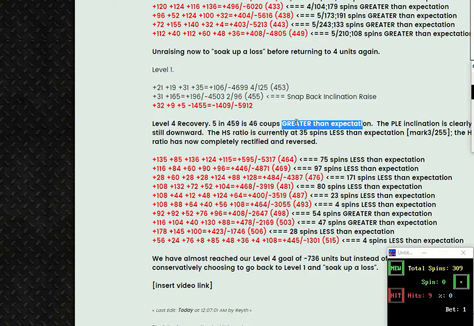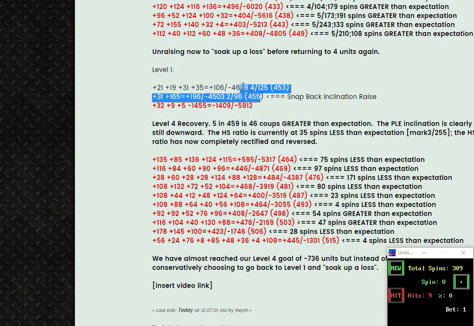That's 46 coups greater than expectation, which means that's way in our favor. That makes it way more likely that we're going to be able to continue on without another progression loss. In other words, without a black swan event. Okay, but however, the PLE inclination is clearly still downward.